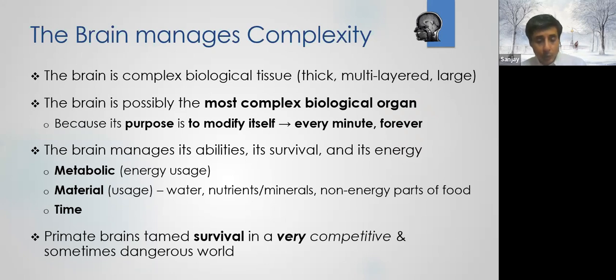And then in the primate, what that means is the primate brain has tamed the ability to survive. It has become the apex survivor across the animal kingdom, in a very competitive and sometimes dangerous world, because the primate brain has been able to manage all of these three things so well, using time, using material, and using energy, which is metabolism. So I'm going to stop here.